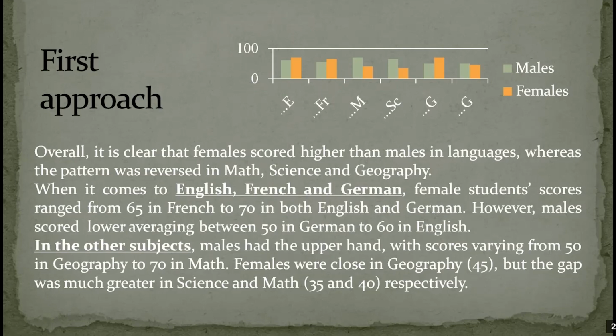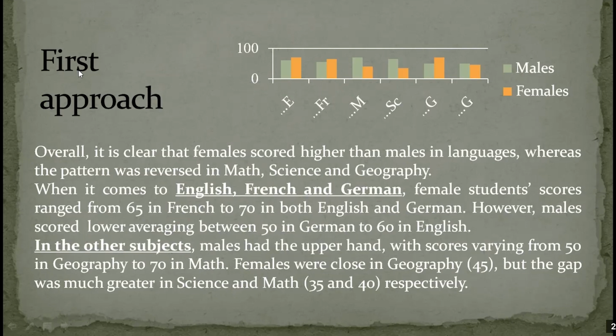You can start with the highest and end with the lowest. However, males scored lower, averaging between 50 in German to 60 in English, lowest to highest. In the other subjects, and we write "other subjects" to avoid repetition, males had the upper hand, with scores varying from 50 in geography to 70 in math, lowest and highest. Females were close in geography, 45, but the gap was much greater in science and math, 35 and 40 respectively.